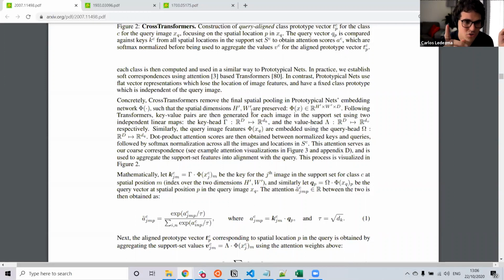So each pixel in H prime, W prime is going to have a different weight for the linear mapping, and you're going to learn all those weights. Same for the value head. This lambda transformation is going to learn all the weights that convert that D dimension into the model dimension. And same for the queries.